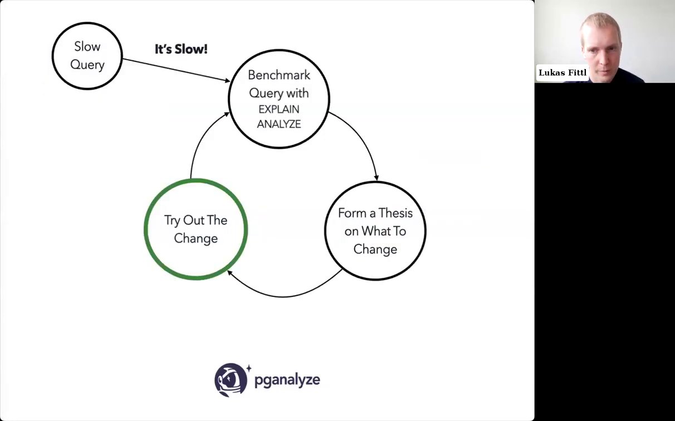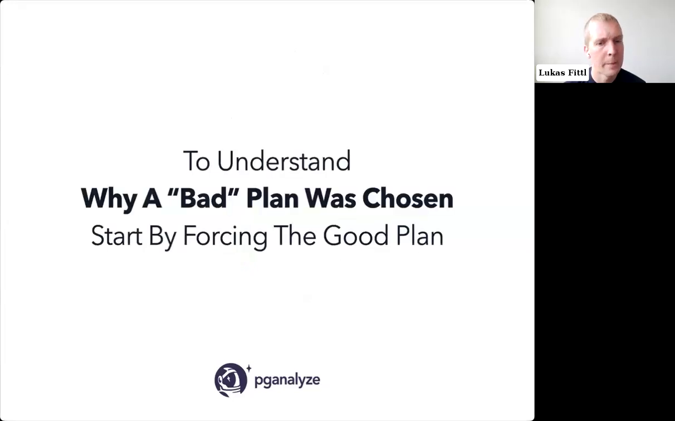And so suppose we formed a thesis, we'll talk a bit more about that in a second, then it comes to trying out the change. This is really where we actually have to go in and, for example, try a plan without a nested loop, try a plan with a different index and such. So this to me is really the next part here, which is how do we understand when a bad plan was chosen?